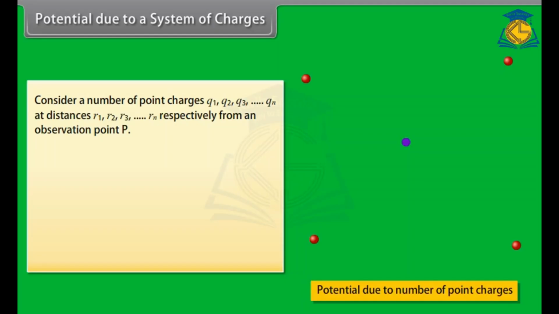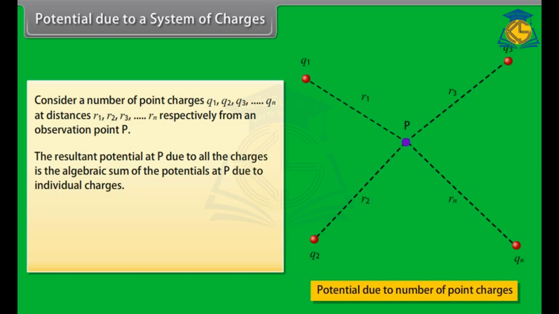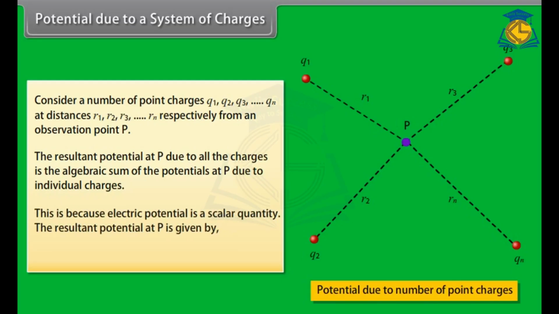Potential due to a system of charges. Consider the point charges Q1, Q2, Q3, and so on till Qn at distances R1, R2, R3, and so on till Rn respectively from a point of observation P. The resultant potential at P due to all the charges is the algebraic sum of the potentials at P due to individual charges. This is because electric potential is a scalar quantity. The resultant potential at P is given by V as V1 plus V2 plus V3 and so on till Vn.